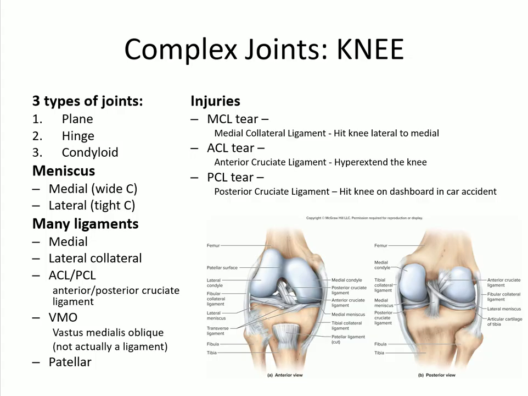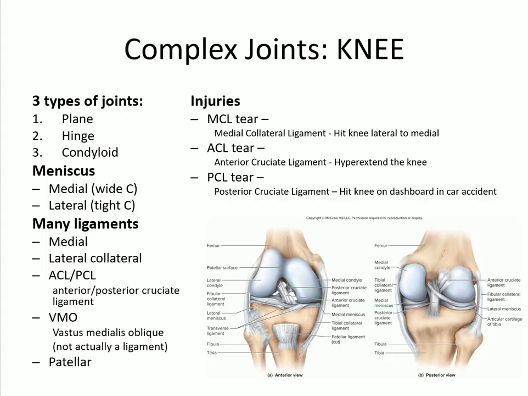Like I was saying, meniscus. So the meniscus that is in your knee has 2 cartilages that are C-shaped. You have a wide one, which is the medial, and then you have a skinnier one, which is our lateral, our tight C. So the medial meniscus is going to be a wider, thicker C. The lateral is going to be a tighter, skinnier C. And then we've got lots of ligaments. Bunch of ligaments in the knee. The more complex a joint is, the more ligaments it will have.